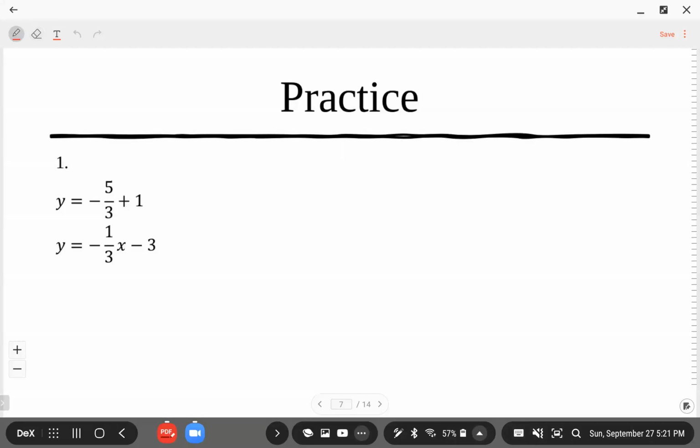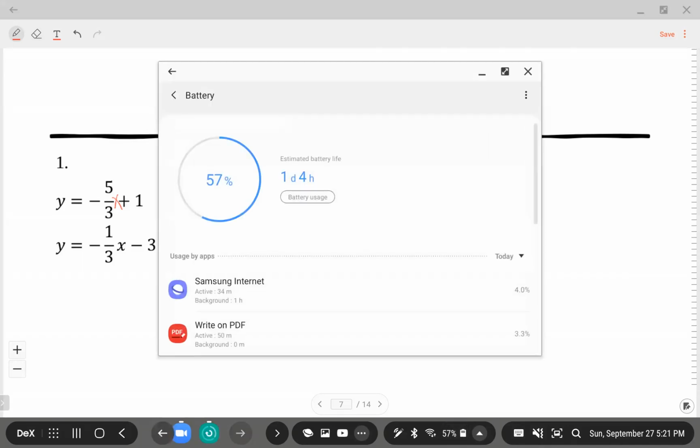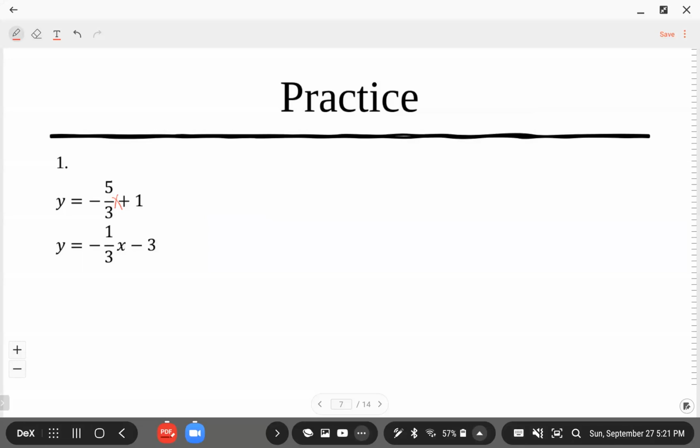To use the x here. Y equals negative 5/3 x plus 1, okay? And then we have another equation, y equals negative 1/3 x minus 3. So that is our system. So please use graphing to try and solve this, okay?